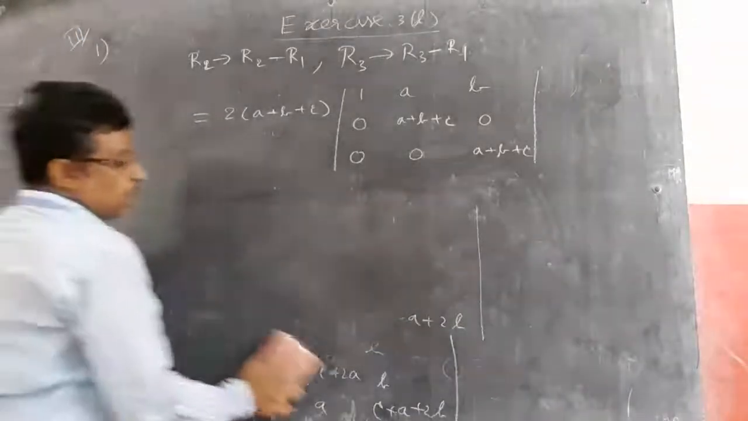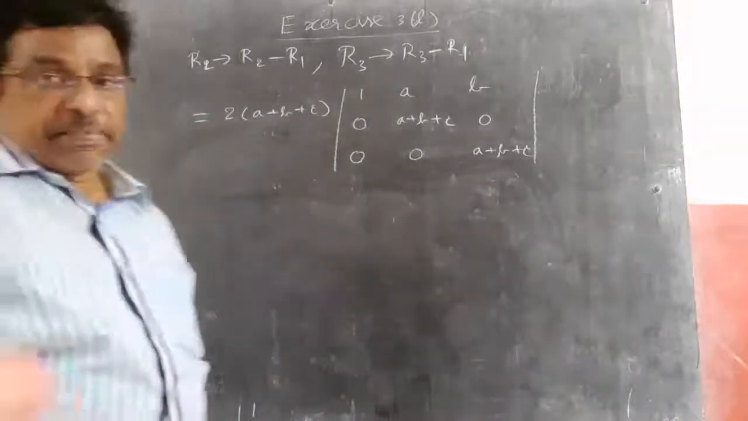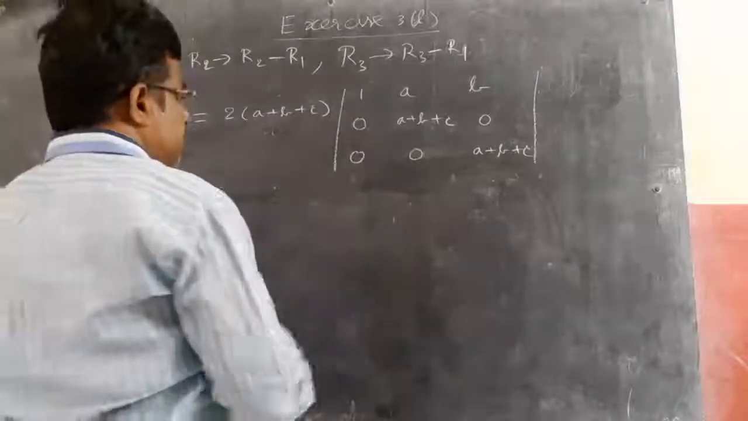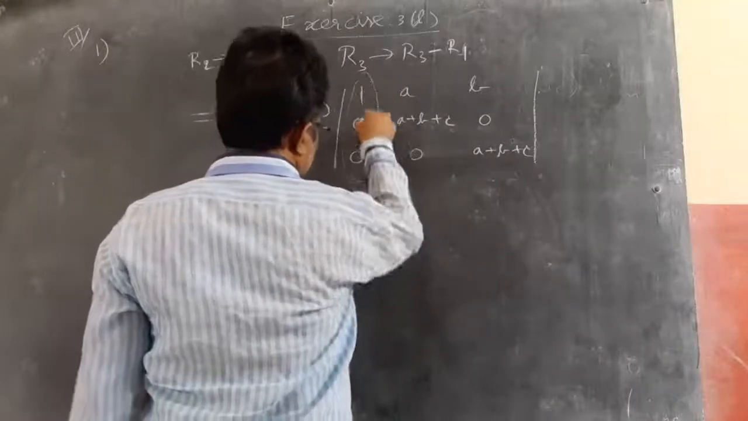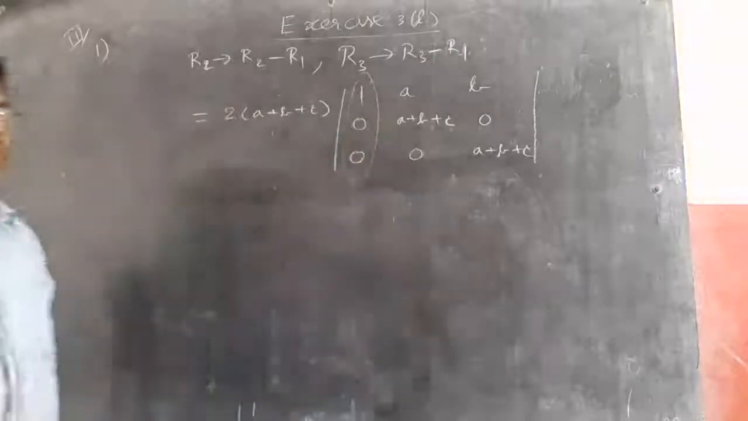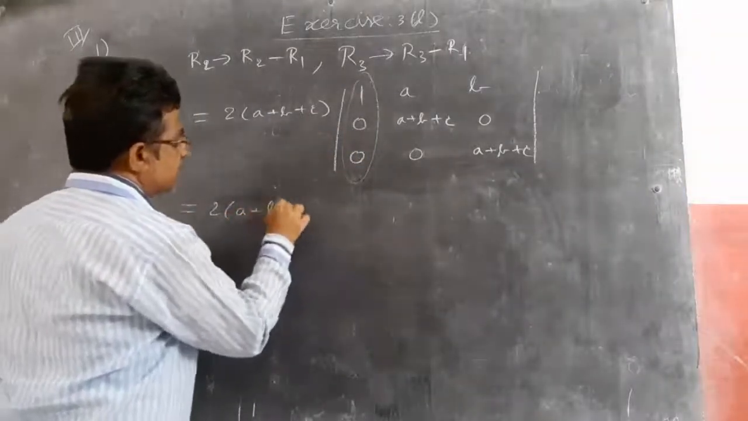Now, if you expand the determinant by the first column, the sum is over. Why I am saying first column is, here I got 2 zeros. So if I expand by the first column, the sum will be over. So 2 into (a plus b plus c) as is.